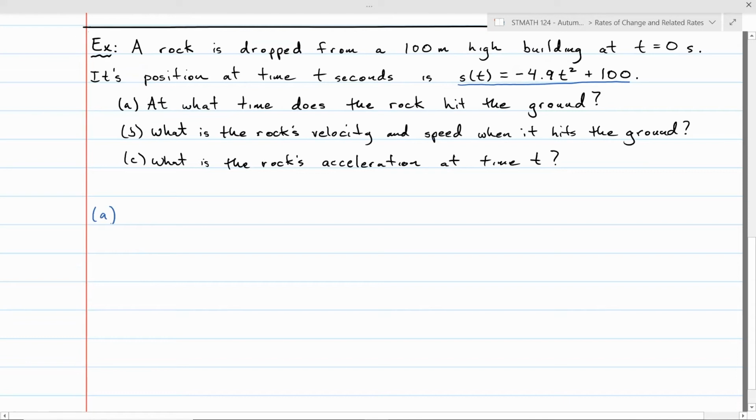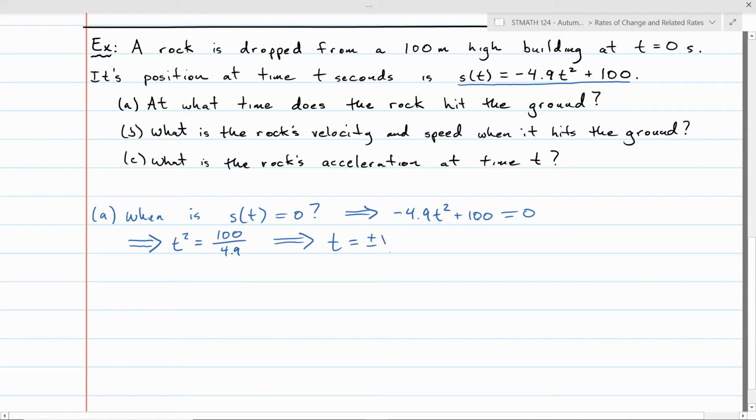Okay, starting with part A, at what time does the rock hit the ground? The ground would be height 0. So what this is really asking is, when is s of t equal to 0? That's an equation that you can solve. s of t is negative 4.9 t squared plus 100. You set that equal to 0. From there, you subtract 100 from both sides and divide both sides by negative 4.9, and you get t squared equals 100 over 4.9. Then if you solve for t, you get plus or minus the square root of 100 over 4.9.